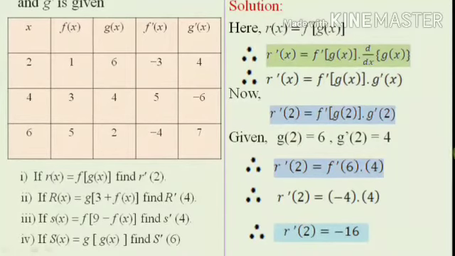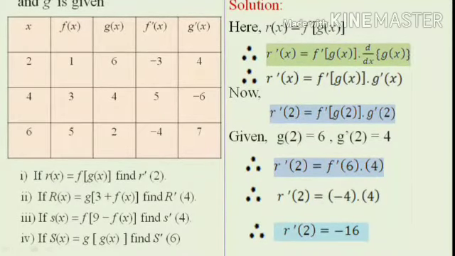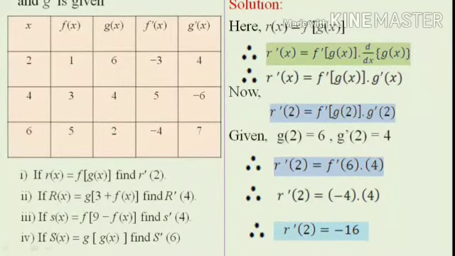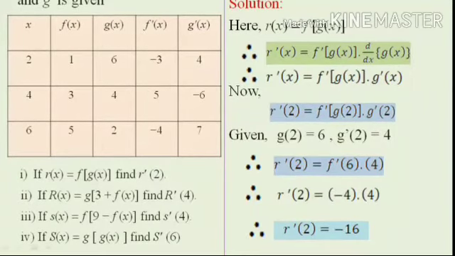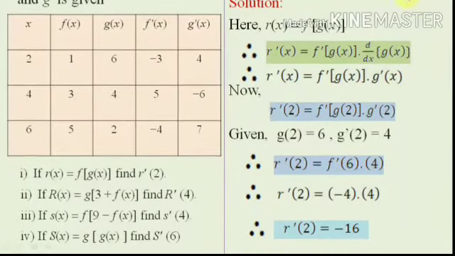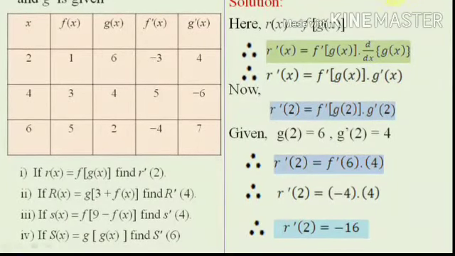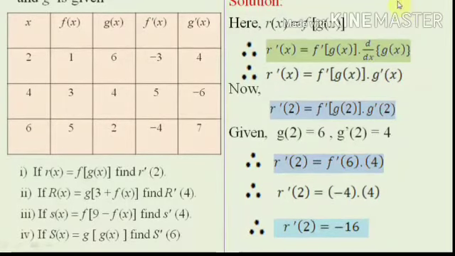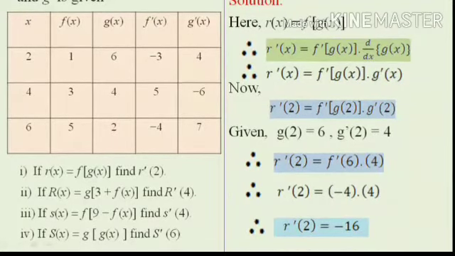That means if the given function is r of x equals f of g of x, then the derivative of r of x at the particular point x equals 2 is given to be -16. Okay.